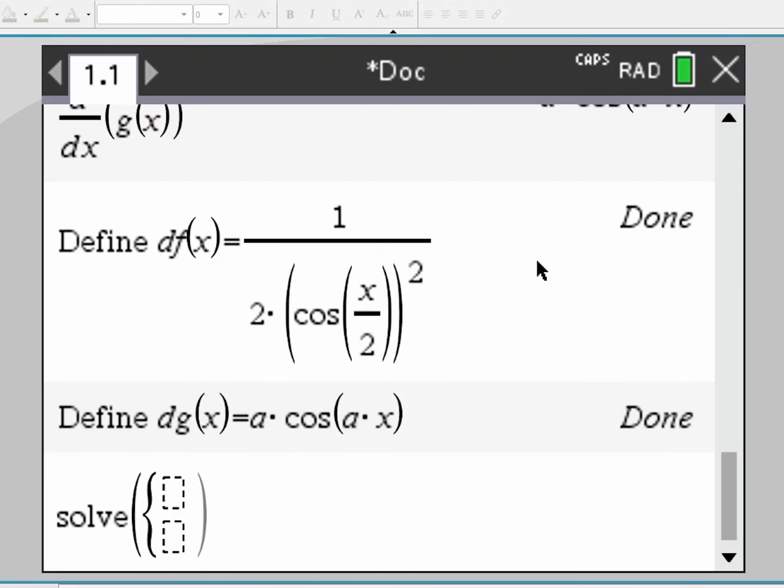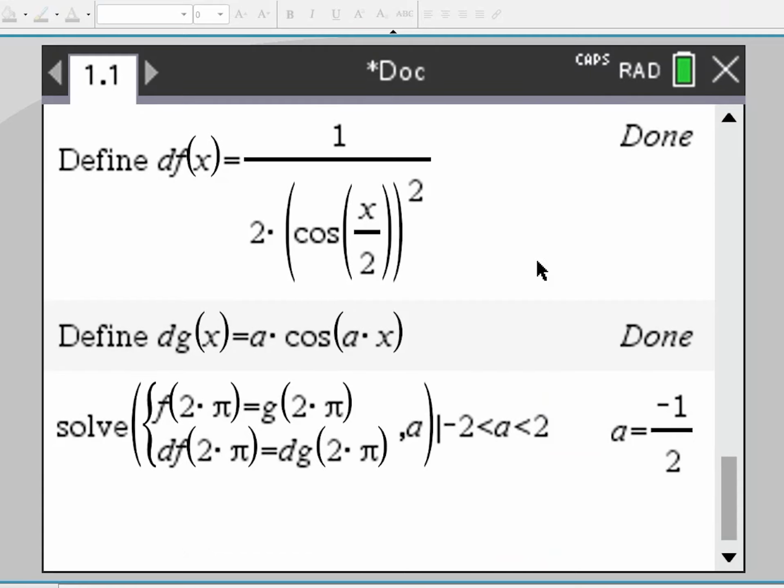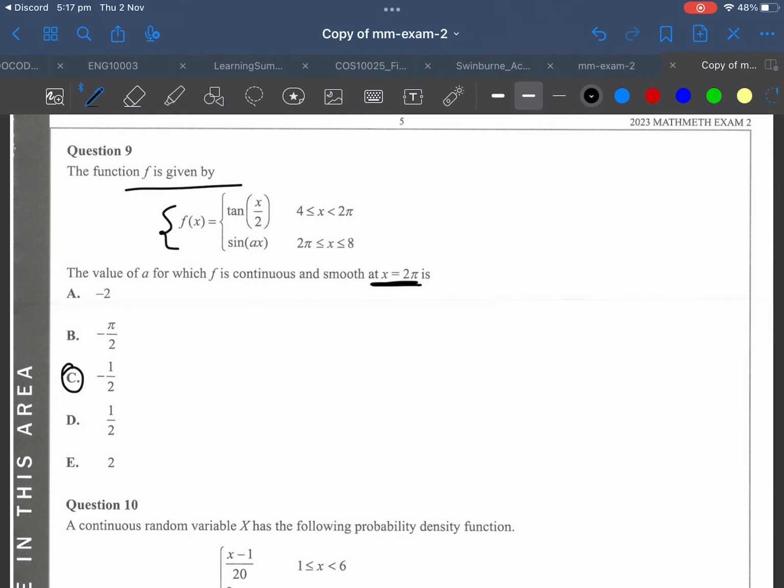Okay, so now we know for it to be continuous and smooth. For it to be continuous, the y coordinates have to be the same. So f of 2 pi equals g of 2 pi, right? And df of 2 pi, because they have to be smooth, the gradient is also meant to be the same, equals dg of 2 pi, comma a. Now we have to specify the domain of a as well, or else it will give us a general solution which we do not want. Now the options given to us are between -2 and 2, so I'm going to say that a is going to be between -2 and 2, like so. Press enter, and that's our answer. So it's going to be C.